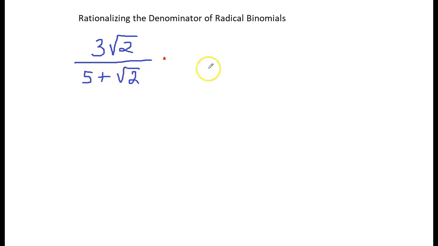So what I have to do is multiply this by the complex conjugate of 5 plus radical 2 over itself. Well, all I do is change the sign between the 5 and the radical 2. So I have 5 minus radical 2 over itself. That is the complex conjugate of this denominator. What we'll do is it will cancel out all radicals in the denominator.